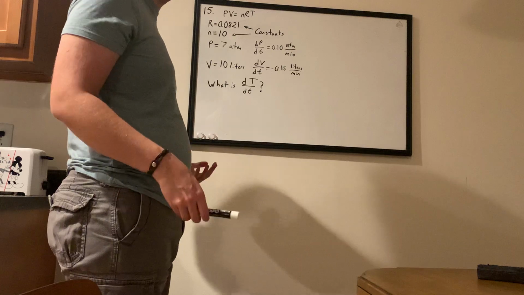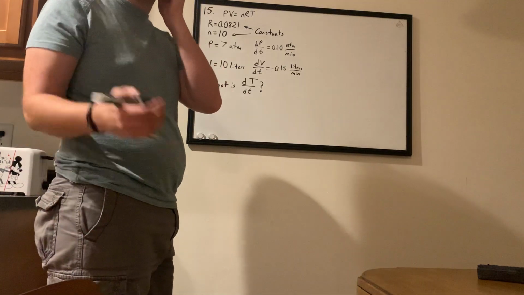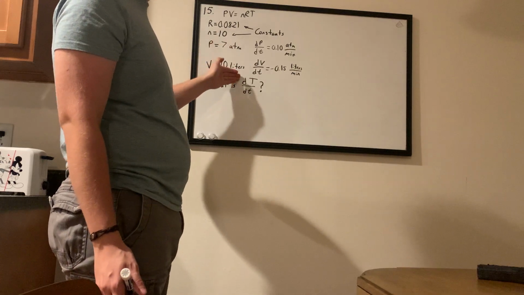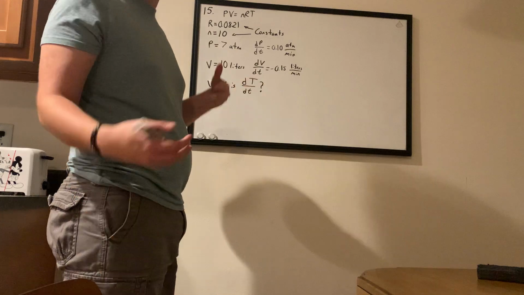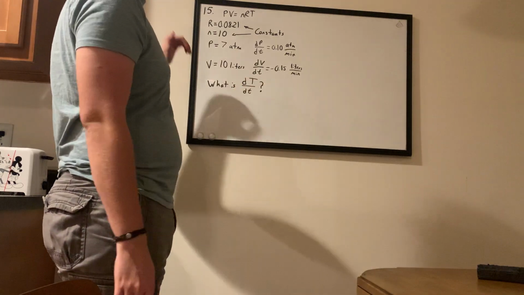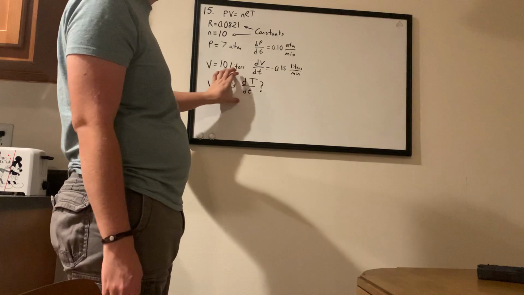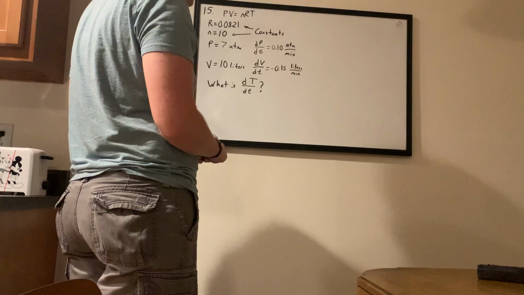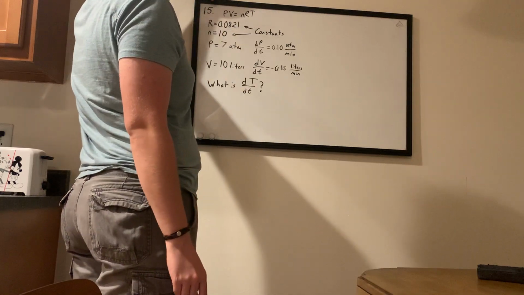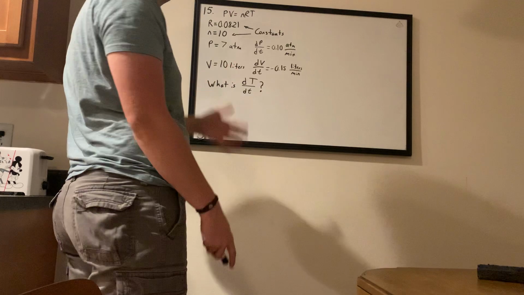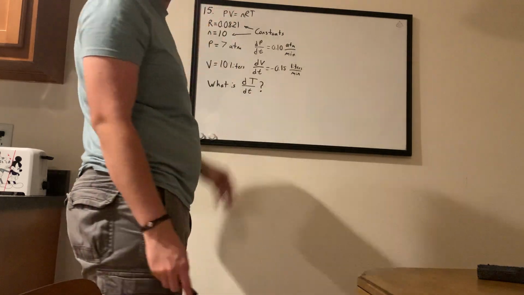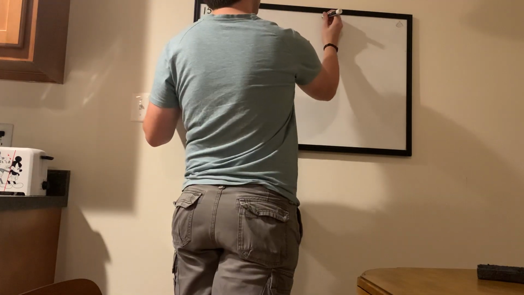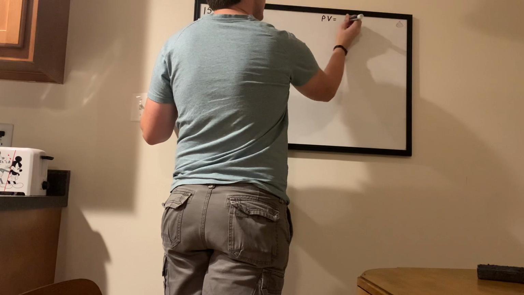Then the question asks us to find at what rate the temperature is changing, right? Which is dT over dt, big T over little t. So we want to find this using all of the information we're given here. We have this one equation, and it seems like we can probably plug in a lot. Let's just take this equation that we're given and do the derivative, okay? I'm going to write it real quick. PV equals nRT.